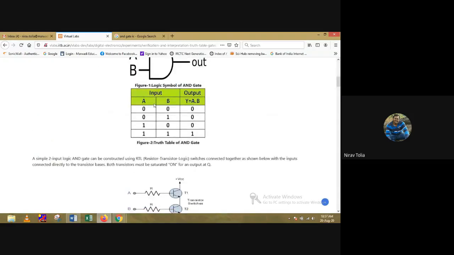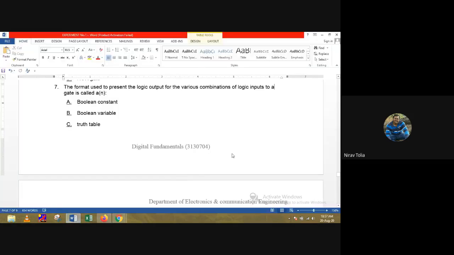It is known as the truth table. It is the format which gives you the possibilities of output for various combinations of inputs. That format is known as the truth table. So the right answer is C, the truth table. We use a truth table which shows us the various combinations of input and the output.